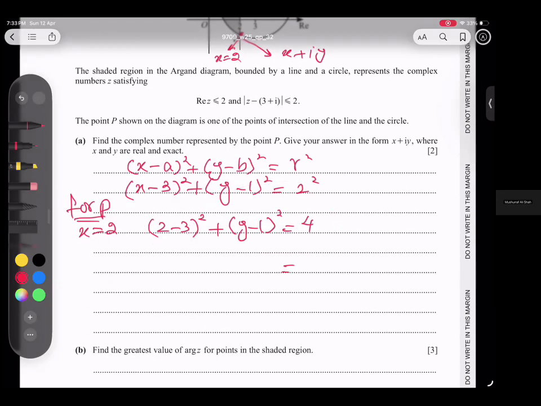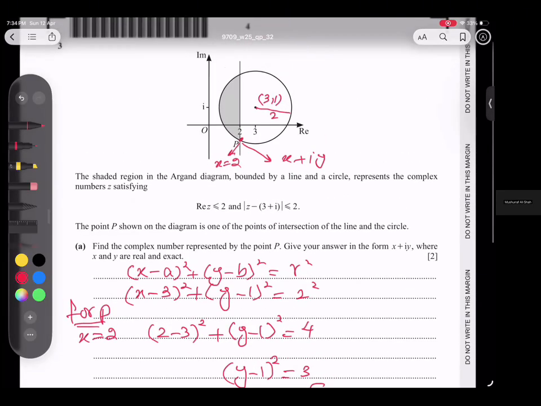Minus, I got a 3 here, students. (y minus 1) whole square equals 3. Take a root. I got y minus 1 equals plus and minus root 3. And students, we're getting two answers here. So y equals 1 plus and minus root 3. For the sake of understanding, one point is below and one point is on top.